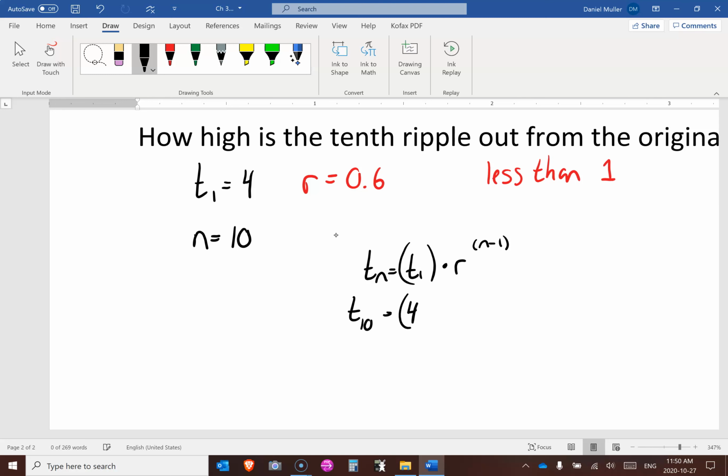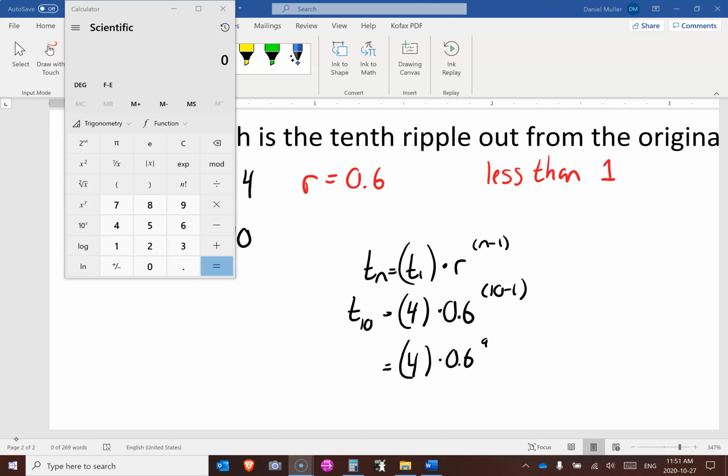My first term is 4 times 0.6 to the power of 10 minus 1, or 9. So we'll go 4 times 0.6 to the 9. For that, we're going to need a calculator. I'll use the x to the y button: 0.6 to the 9, which gives 0.100777696, and then we'll times that by 4.